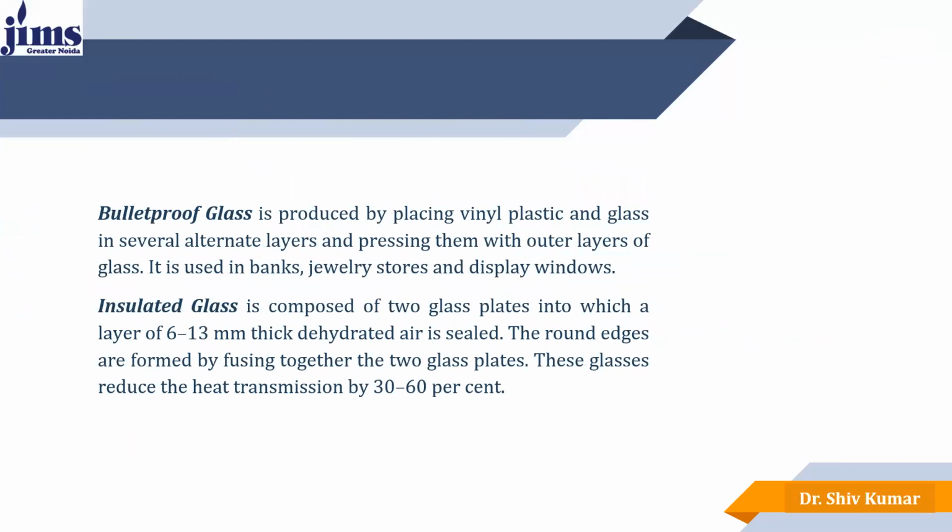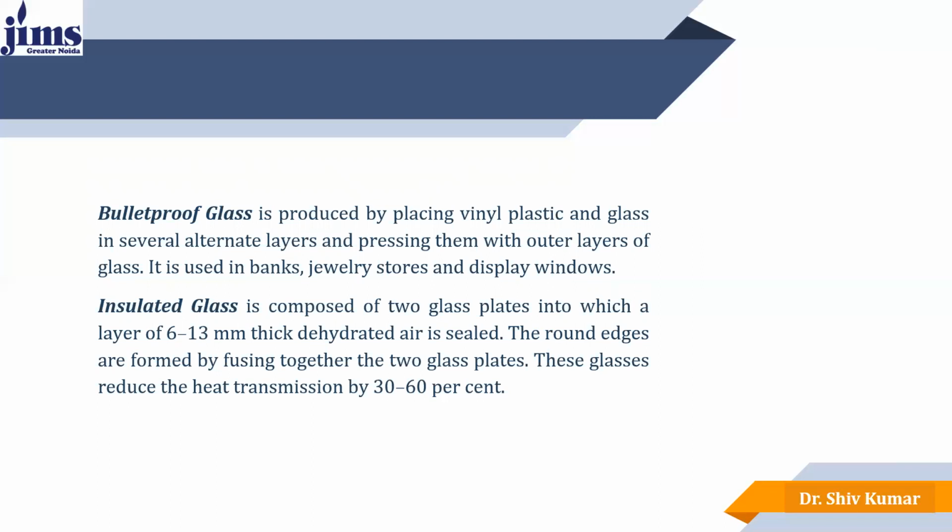Next is bulletproof glass, which is produced by placing vinyl plastic and glass in several alternate layers and pressing them with an outer layer of glass. It is used in banks, jewelry stores, and sometimes in the automobiles of some VIPs.